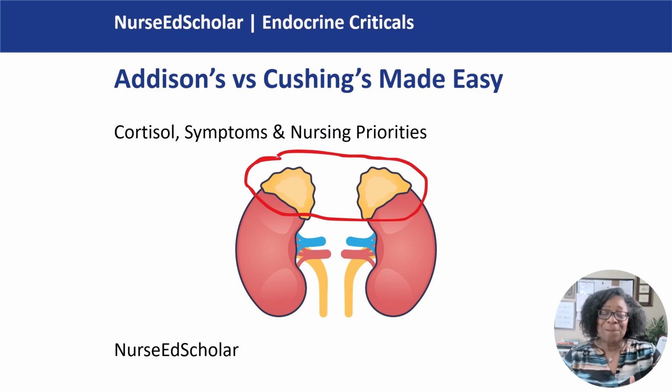So today, I'm going to make, hopefully, Addison's disease and Cushing syndrome finally make sense, so you can recognize it on the NCLEX. You'll be able to recognize it fast in the patient setting, and so you'll know how to think like a nurse at the bedside.